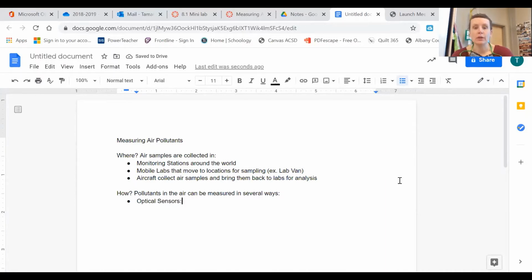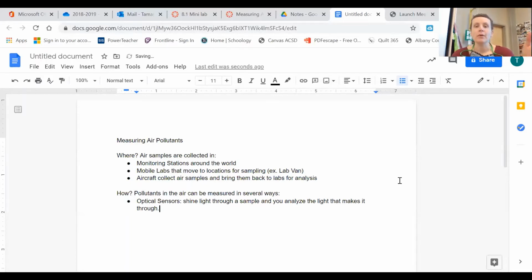So I don't know if optical is a word that you're familiar with yet, but optical, like optometry, optometrist, okay? That has to do with the eye because it's light. So optical is light sensors, okay? So here's what we do with optical sensors. We shine light through a sample. Okay, so you have your sample of air in a little vial, you shine light through it. And you analyze the light that makes it through.